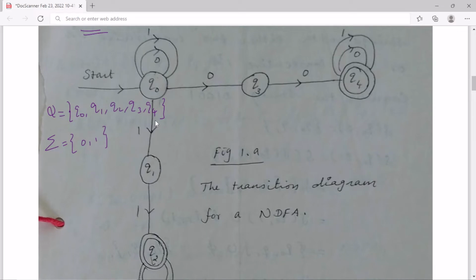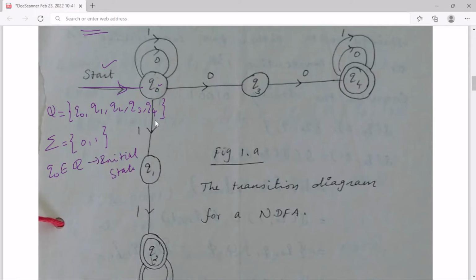Next we move on to the initial state. So what is the initial state? The arrow label will start indicating this is the initial state. So Q0 is your initial state. That is also one of the states. Okay. So this is the initial state.